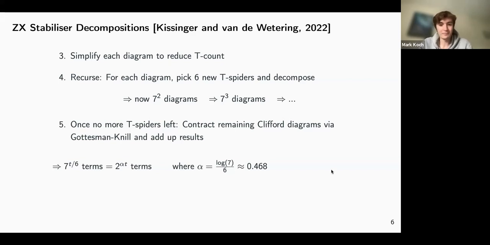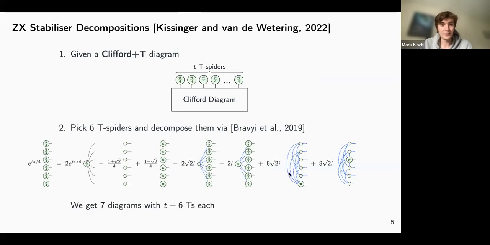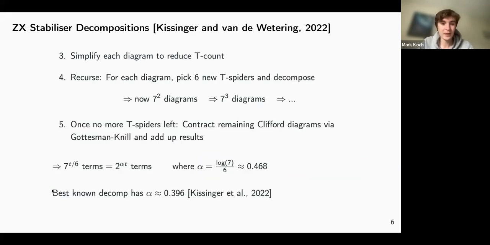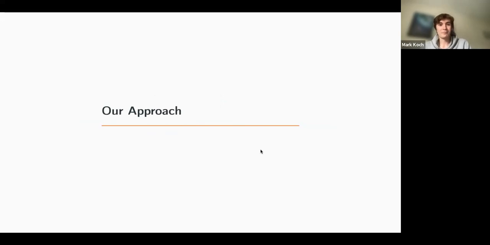And you can do this by, if we go back a bit, finding decompositions that are better than this one. So either also decomposing more T spiders into fewer terms or doing other clever things. The best alpha found so far is about 0.396, and this is where the current best stands. Right? But people try to push this down further, of course. Okay, I think that was enough background, so we can move on towards the things that we're trying to do differently here.